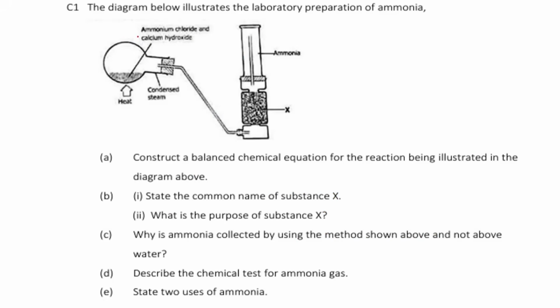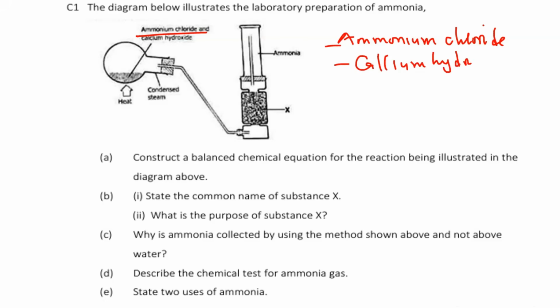In this case, the base here is different from the first one. This time around you have ammonium chloride as a salt, then you have a base which is calcium hydroxide. It is very important here to know that ammonium chloride is written as NH4Cl, and calcium hydroxide is written as Ca(OH)2. It's going to make our work easier as we start looking at the equation.